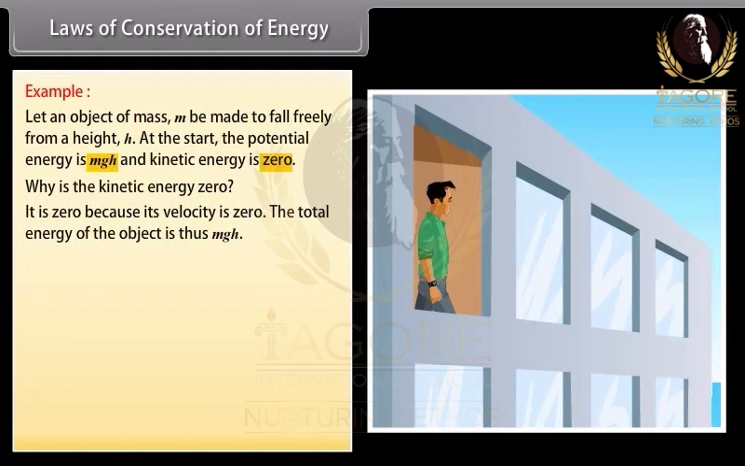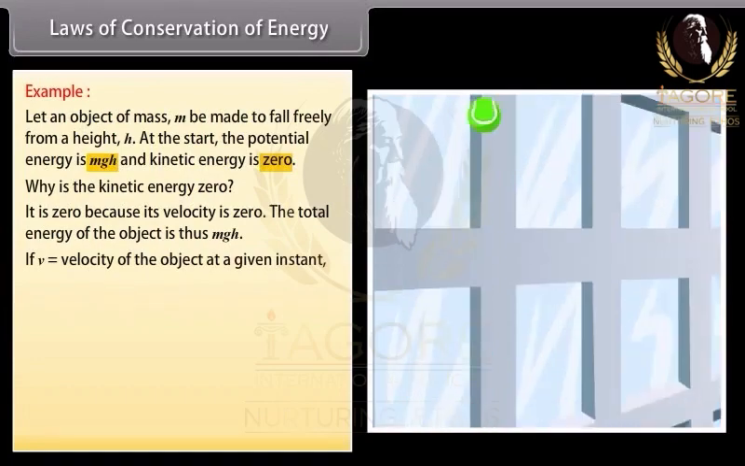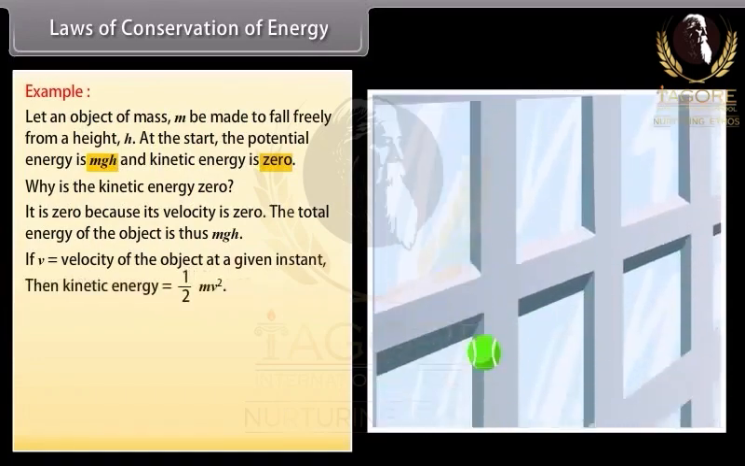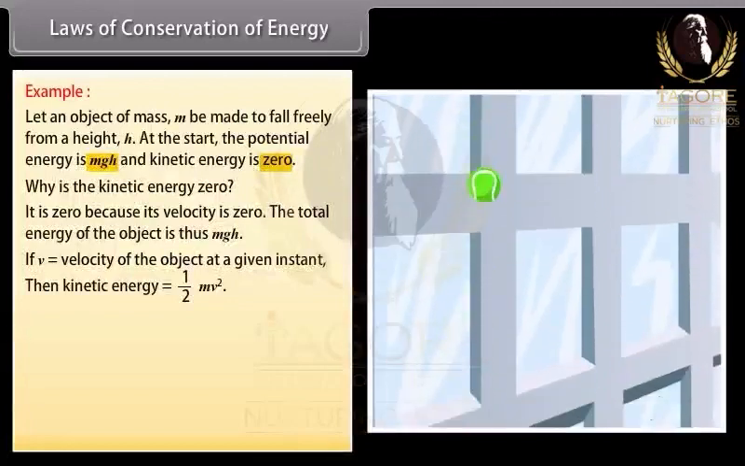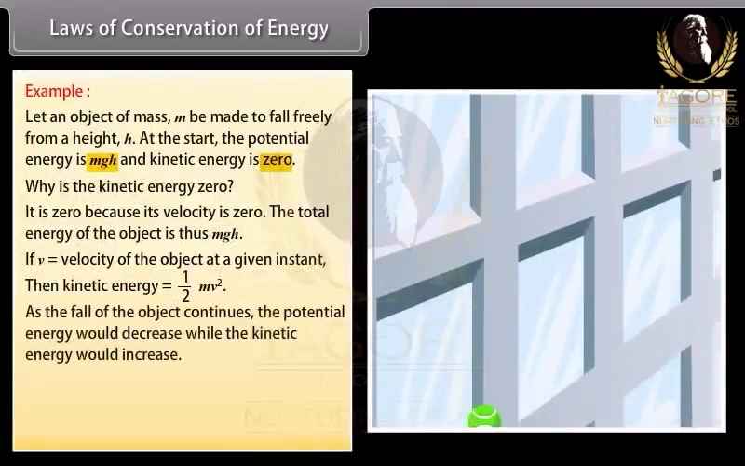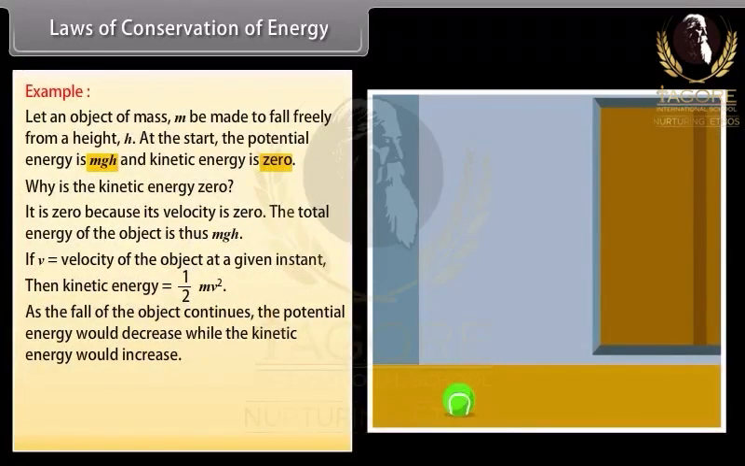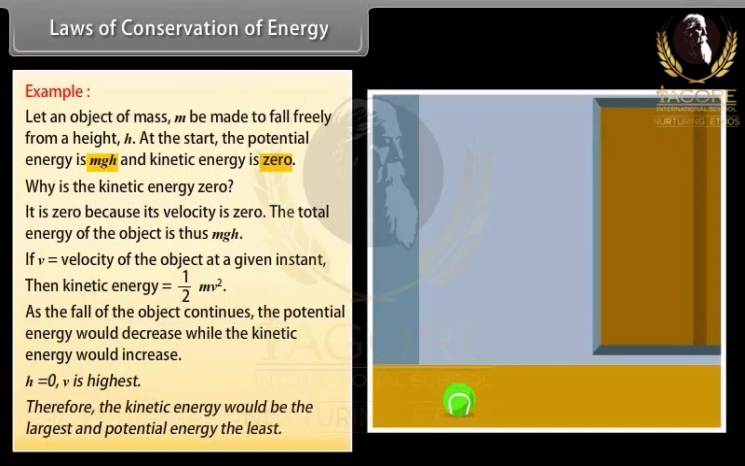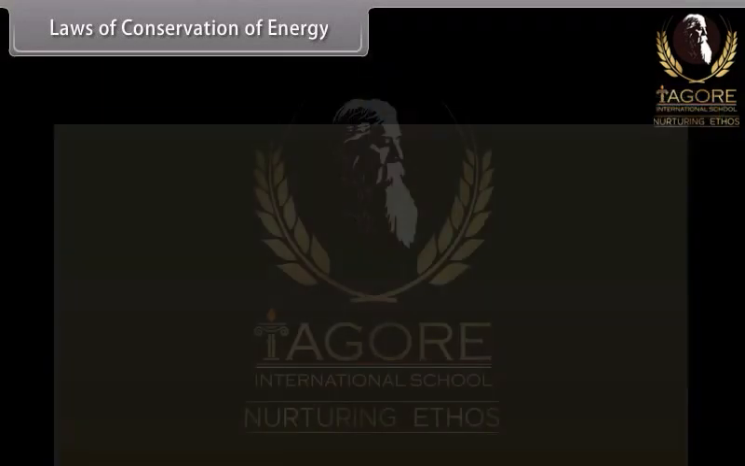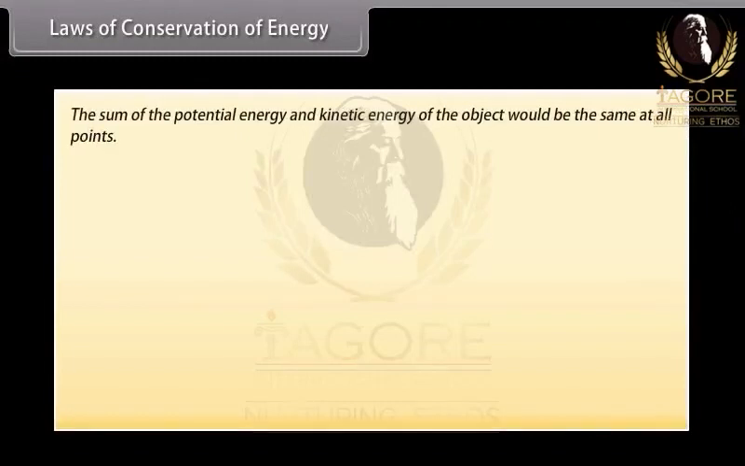As it falls, its potential energy will change into kinetic energy. If v is the velocity of the object at a given instant, the kinetic energy would be 1/2 mv². As the fall of the object continues, the potential energy would decrease while the kinetic energy would increase. When the object is about to reach the ground, h is equal to 0 and v will be the highest. Therefore, the kinetic energy would be the largest and potential energy the least. However, the sum of the potential energy and kinetic energy of the object would be the same at all points.